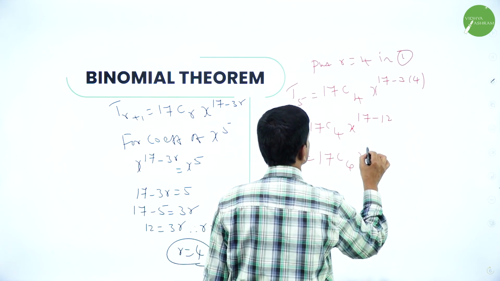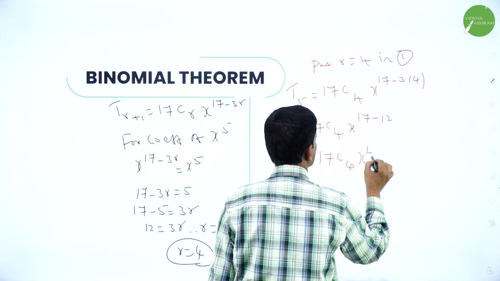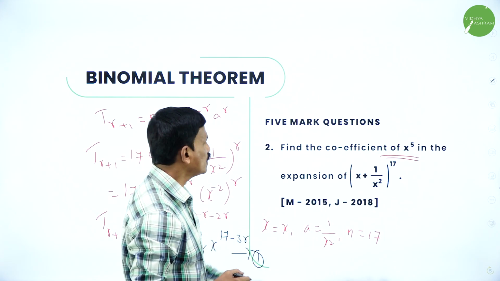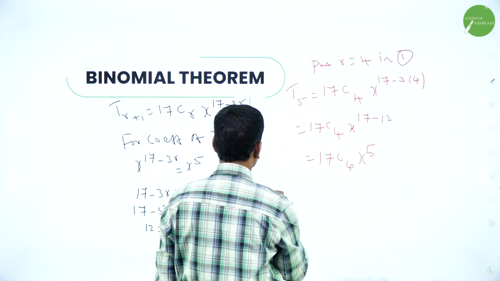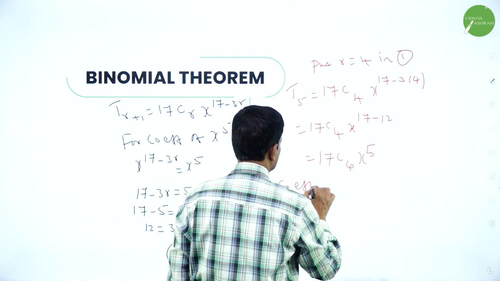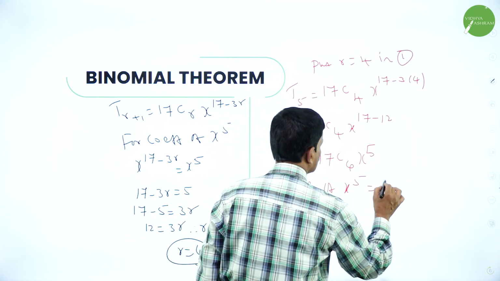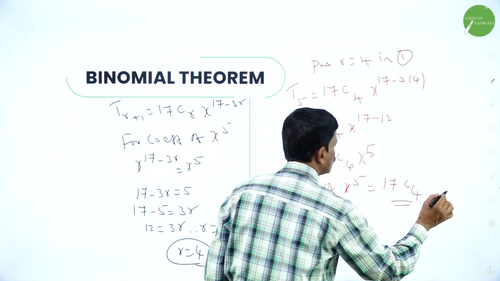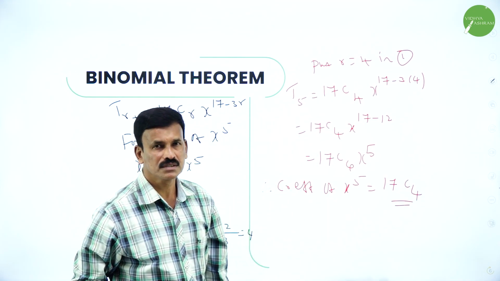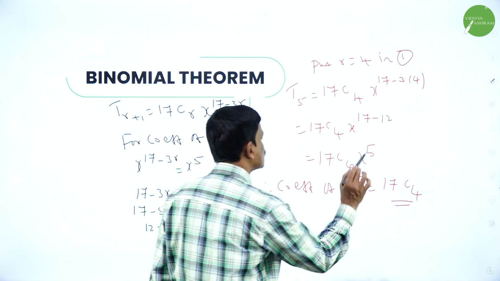What is 17 minus 12? That's equal to 5, x raised to 5. So what is to find? The coefficient of x. So therefore the coefficient of x raised to 5 is 17C4. Simplify, you'll get the answer. That's it. So therefore the required answer is 17C4.